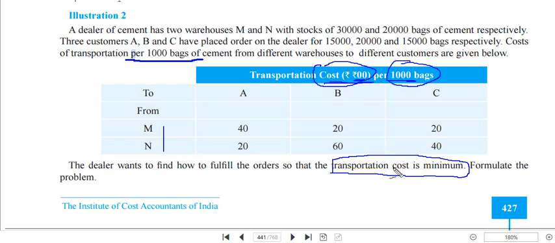So in linear programming we have three kinds of things. One is the objective function, second is the constraints, and the decision variables, right? So this is the objective function. Our objective is to minimize the transportation cost and formulate the problem. Formulating the problem means we have to mathematically establish the equation of this whole story, right?